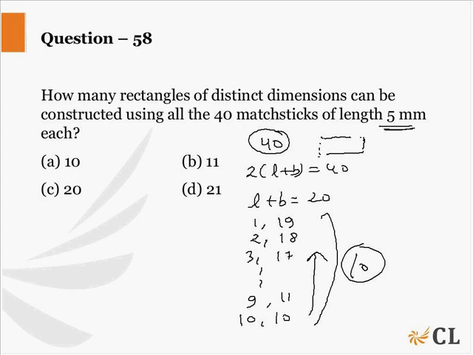You are making a rectangle using matchsticks. So using the matchsticks you will make the perimeter, right? Not the area. So the perimeter of the rectangle should be equal to 40, which gives you L plus B is equal to 20. There are 10 possibilities. It can be 1 and 19, 2 and 18, 3 and 17, up to 10 and 10. So 10 possible rectangles can be there of distinct dimensions. Please mind that distinct dimension does not mean that length and breadth have to be distinct, right? Right? Done.